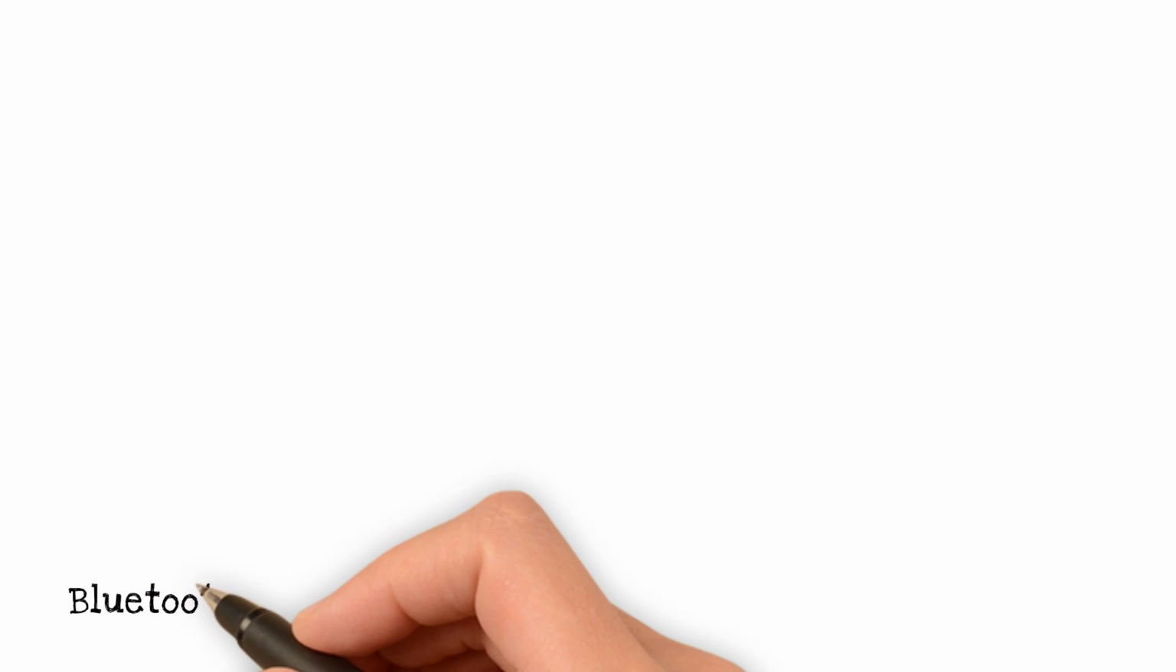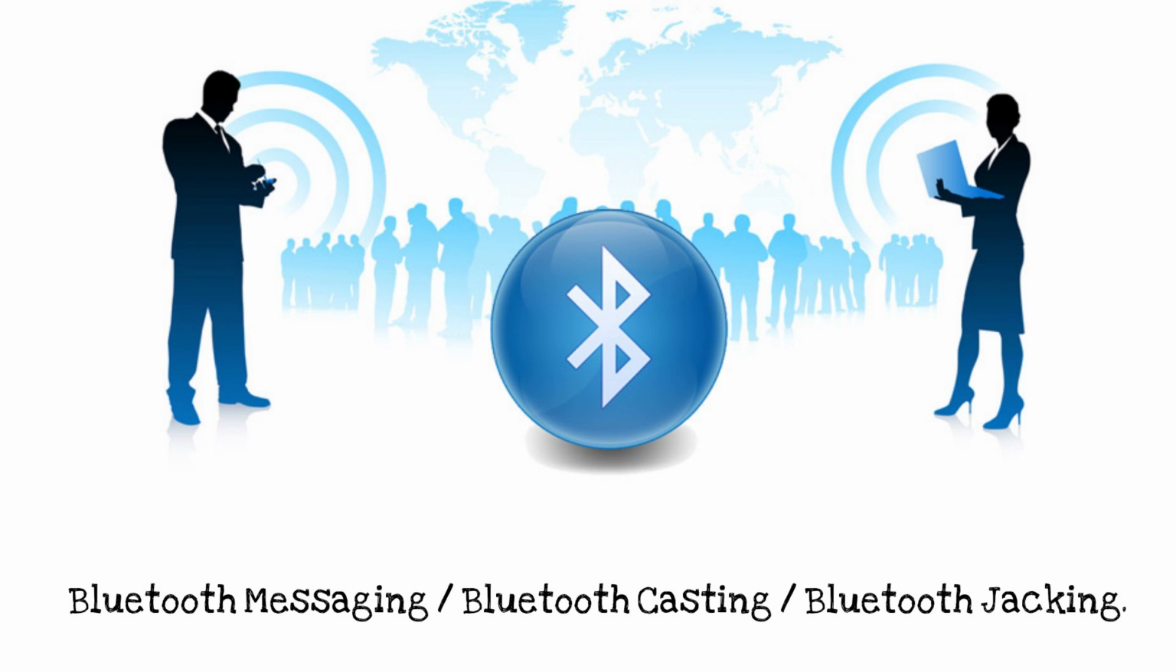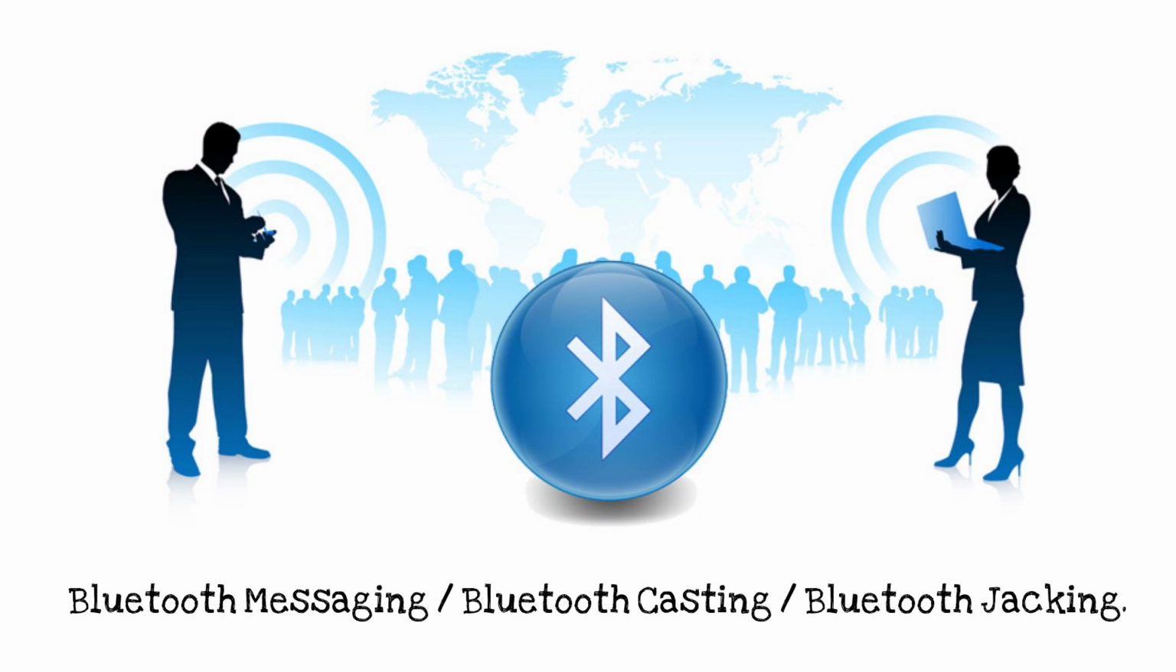Another form of messaging is the Bluetooth messaging process, also known as blue casting or blue jacking. Now, this is where you can deliver a wide range of information via a Bluetooth transmitter, and they include text messages, still images, animated images, audio, video, business cards, or even calendar events.